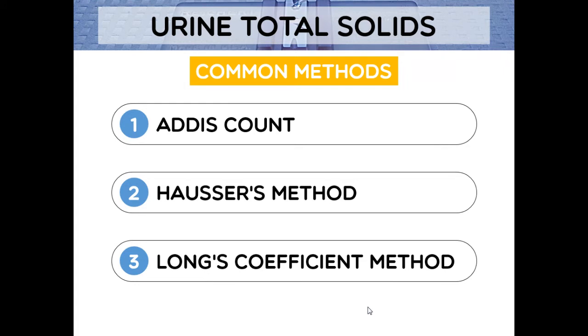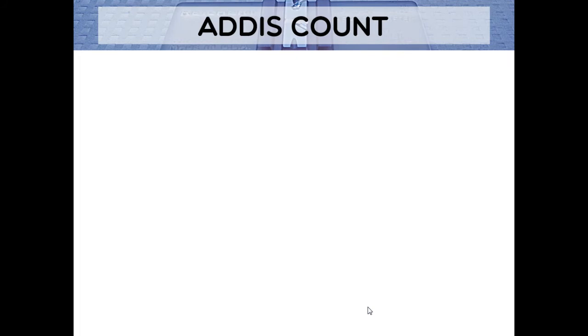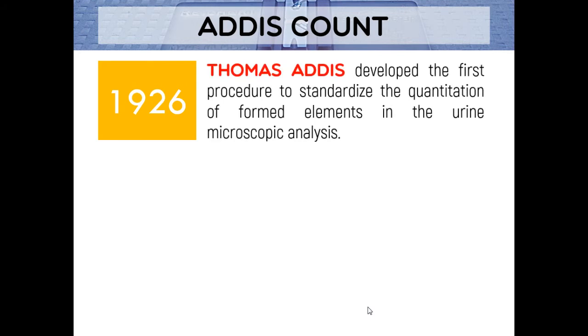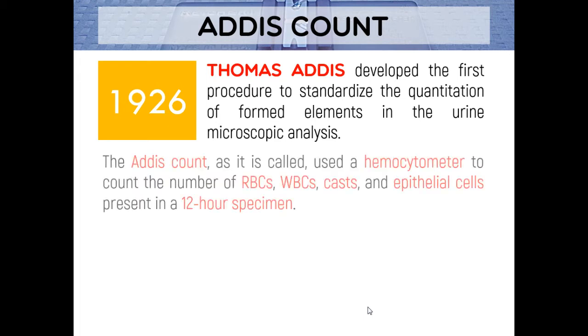Okay, all right. So, again, these are the methods that we are going to discuss. Quite a short lang pod. Okay? All right. So, we'll start first with the Addis count. This Addis count procedure was discovered in 1926 by, of course, Thomas Addis. He developed the first method to standardize quantitation of total solids or formed elements na makitaan sa microscopic analysis.